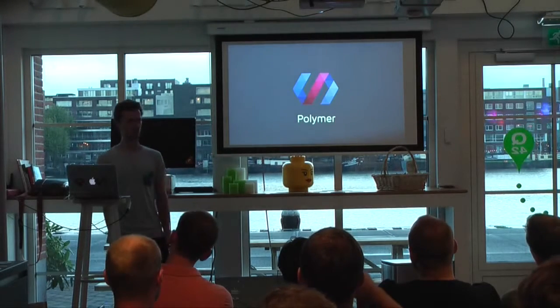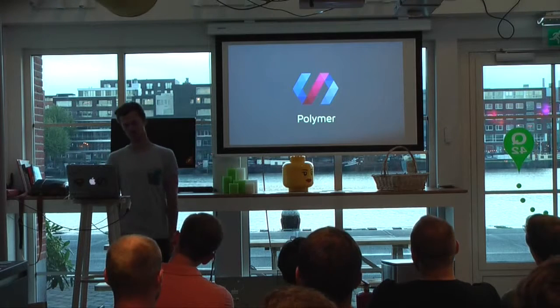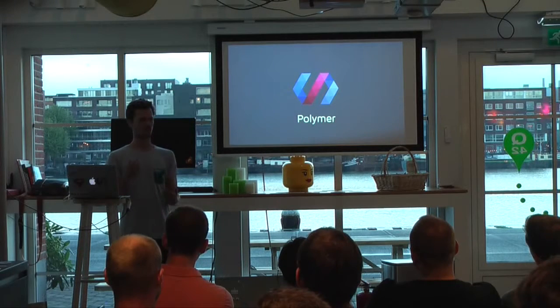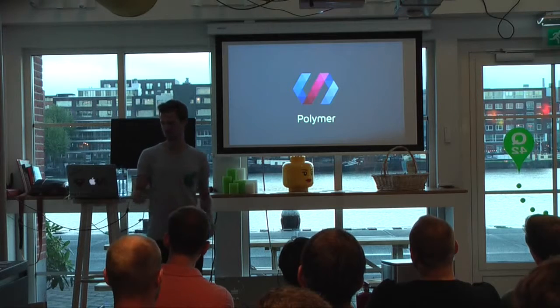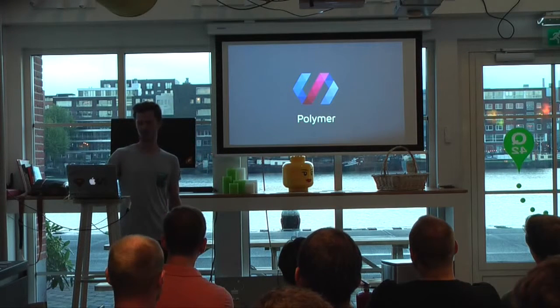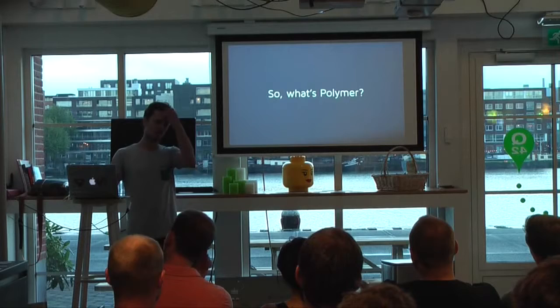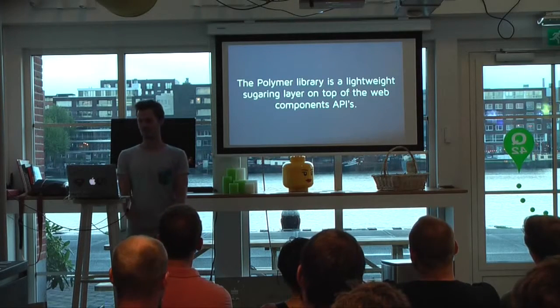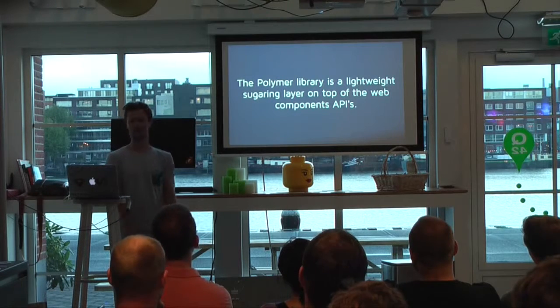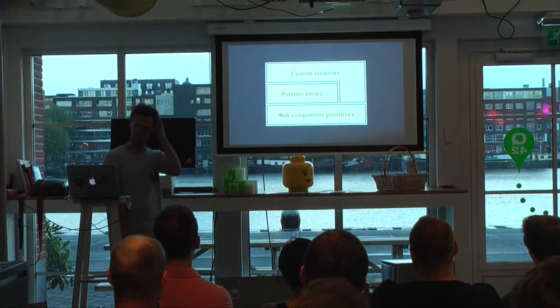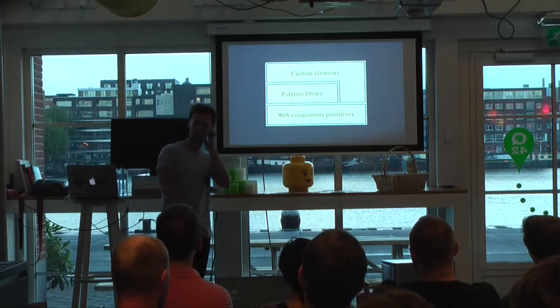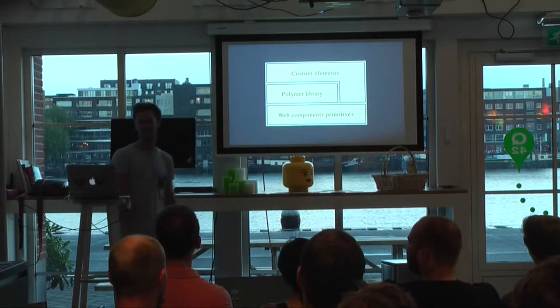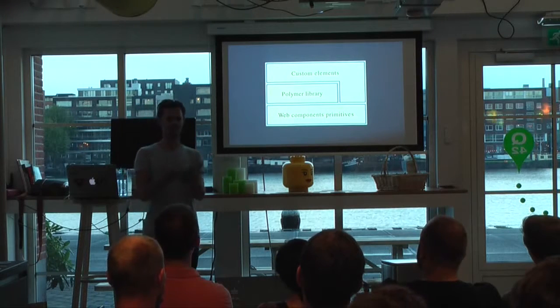So onto Polymer. What is Polymer? Well, in a simple sense, I would say the savior in a world of weird web components. Polymer is a library. The Polymer library is a light sugar layer on top of the web components API, and I'll show you with a diagram you're probably familiar with. So it's a sugar layer.